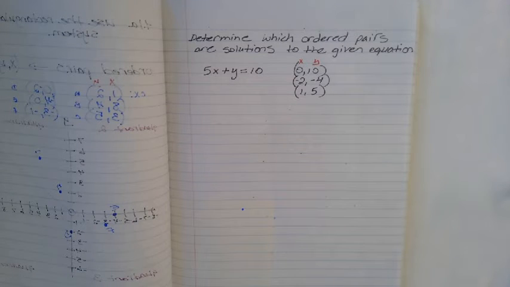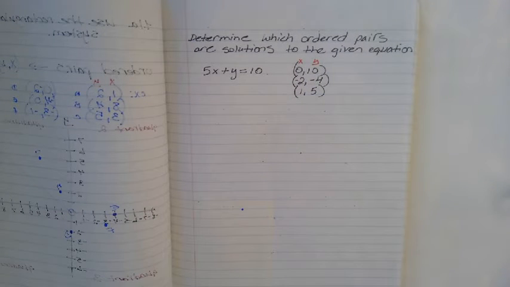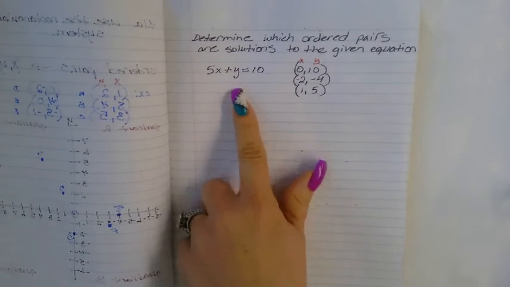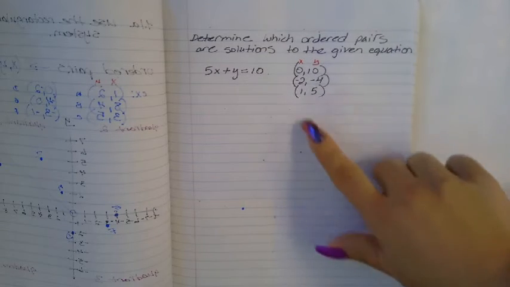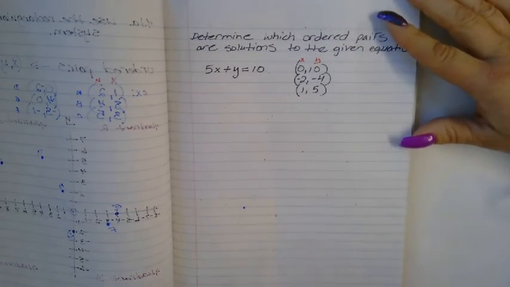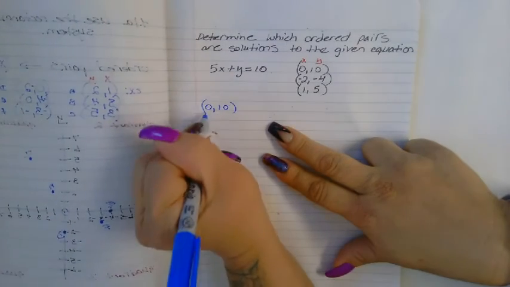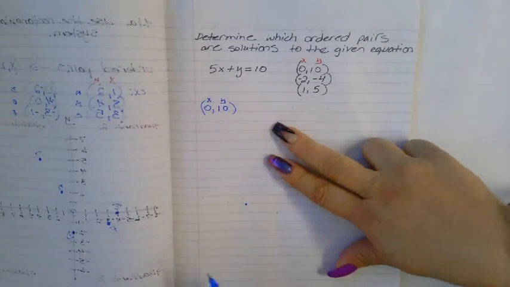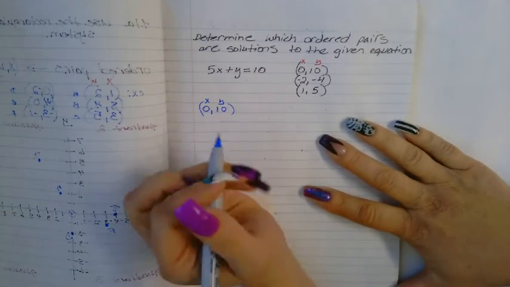All right, so if we're going to determine which ordered pairs are solutions to this equation, we're simply going to plug them in. We know that x is our first number and y is our second. So let's look at 0 and 10 first. So that's x, that's y. Okay. So let's plug that in.